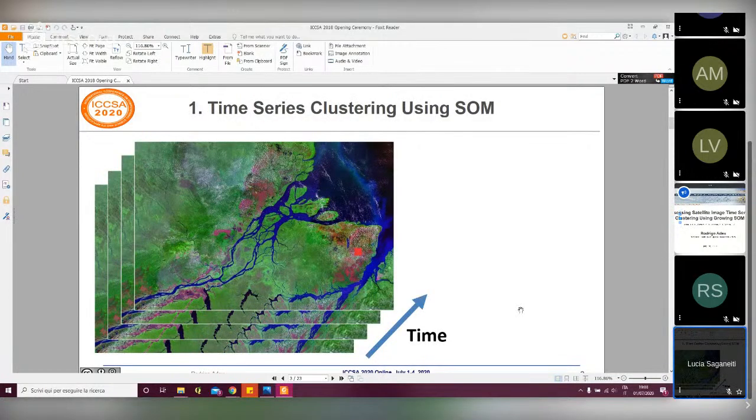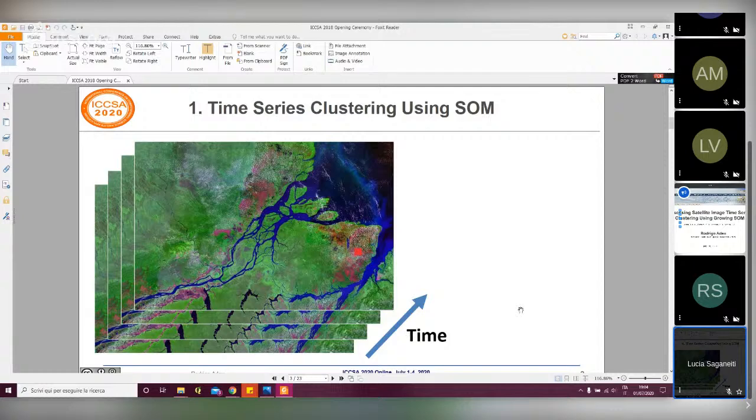Oh, please, the next one. Okay, so here we have the motivation. When we have a lot of satellite image time series and we fix a point in the space, we can measure a lot of data about this point and follow these measures over the time.